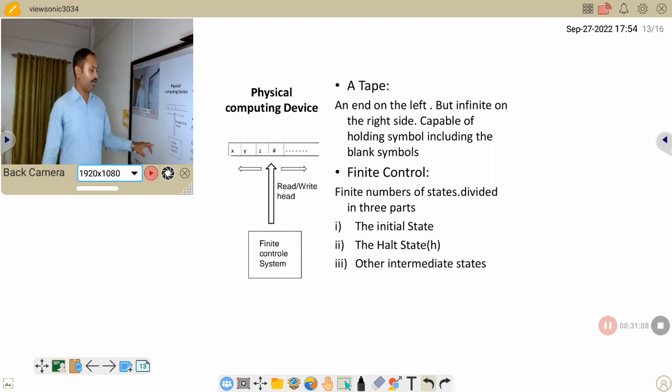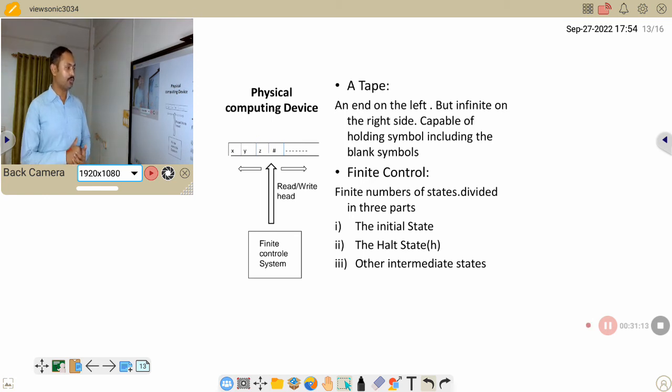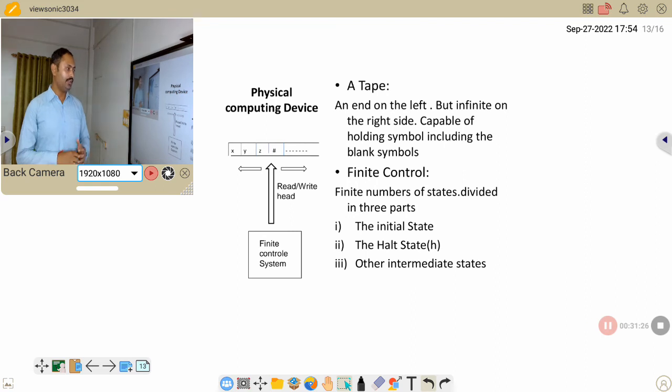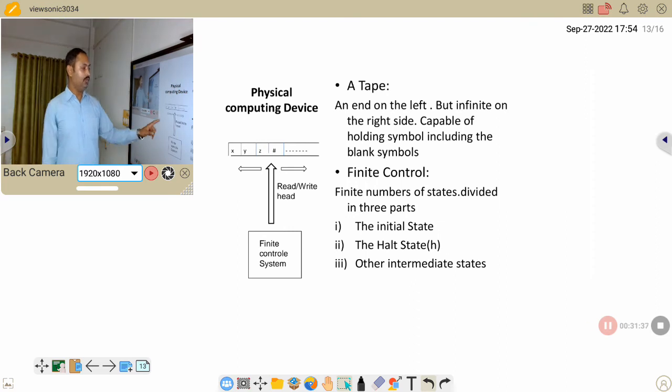And there is a read-write head. In our previous machine, the pushdown automata, the head can only read the symbol from left to right. But here it has read capability and also write capability. So it can read the symbol and after the scan or after execution, it can also write onto the input tape. So it is known as the read-write head.